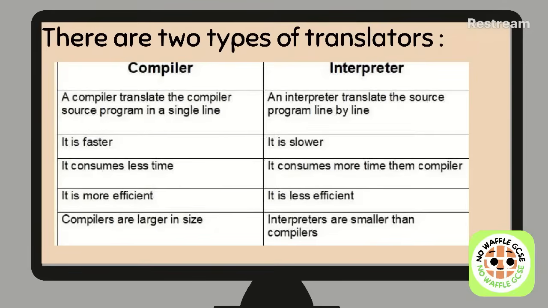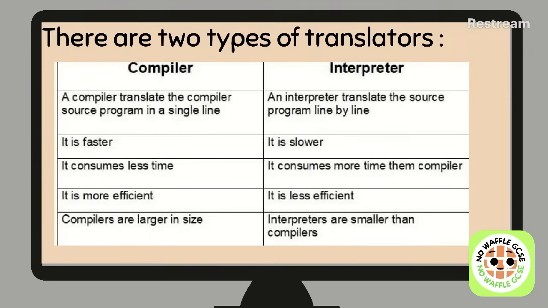So, you've got compilers and interpreters. These are two different translators, which we've mentioned earlier. What they do is convert high-level languages into machine code so computers can understand. A compiler translates the source program all at once. It's faster, consumes much less time, it's more efficient, and compilers are much larger in size, so maybe more memory intensive.